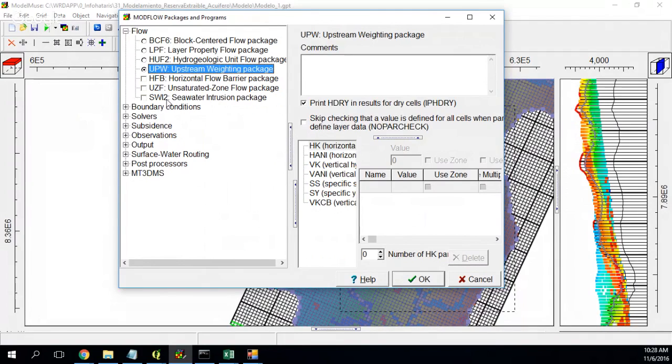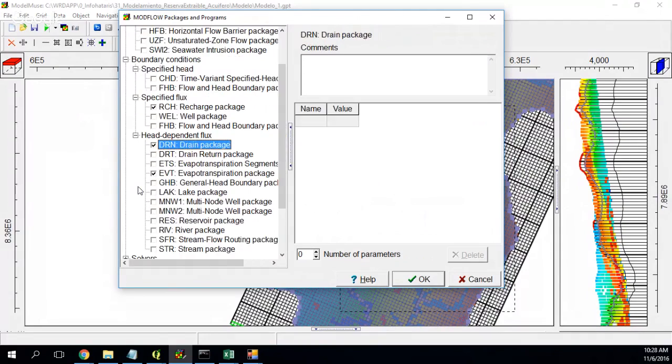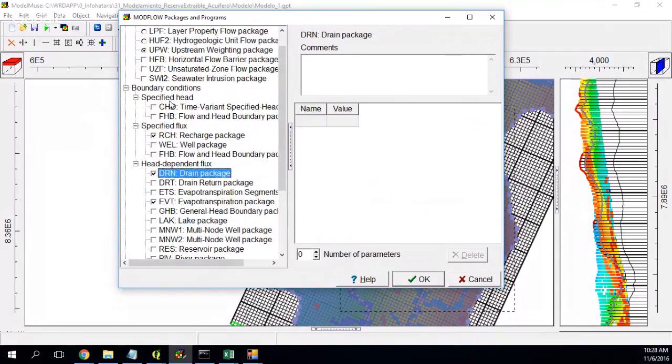This one is actually the Seawater Intrusion package 2, the replacement of the older one. Then for boundary conditions, you have the constant head boundary conditions, you have the recharge package, and then you have the first order, second order, and third order. These ones are where the water head is fixed, these ones are where the flux is fixed, and these ones are where the flux depends on the water head.